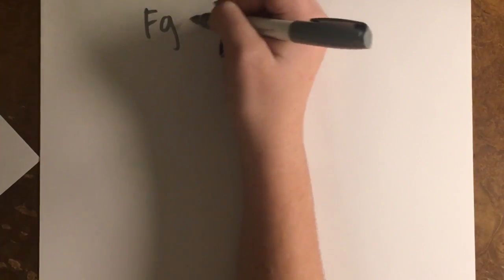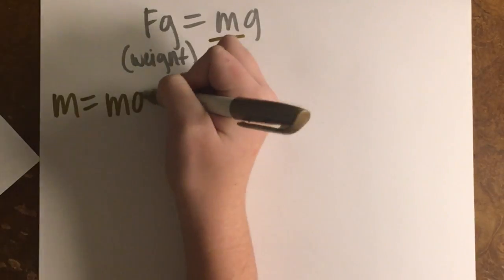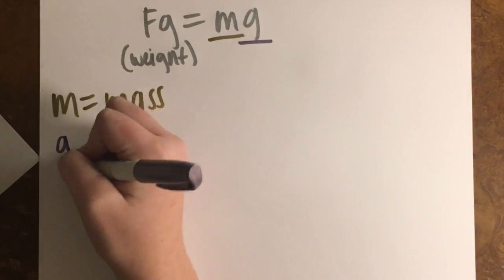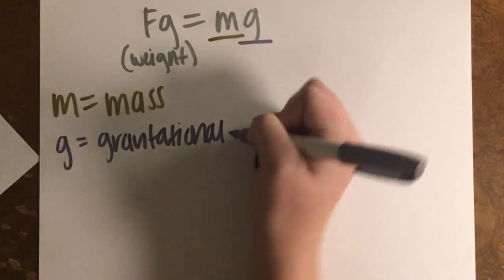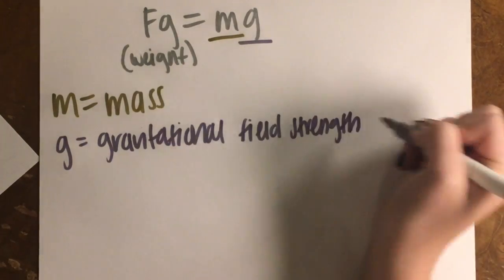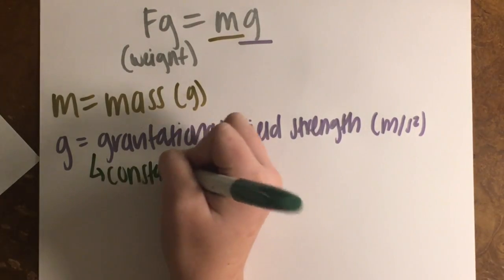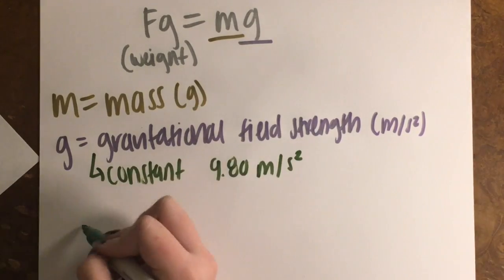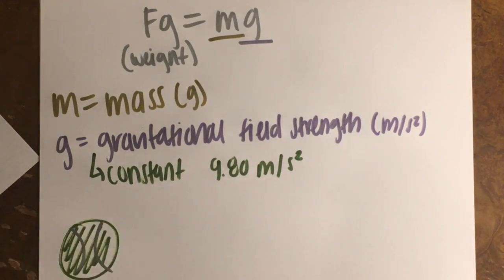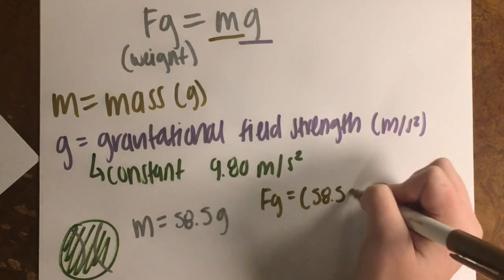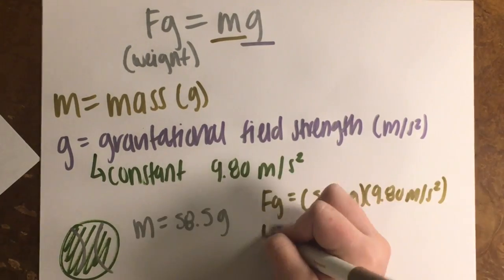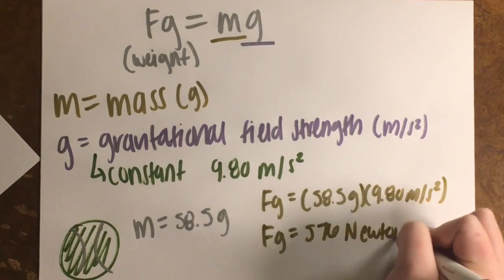The equation for gravity or weight is weight equals m times g. M represents the value of the mass being measured, and g represents the gravitational field strength. On Earth, this value remains constant. It is 9.80 meters per second squared. The mass of a tennis ball is 58.5 grams. Therefore, there is a constant downward pull on the tennis ball of about 576 newtons. And it is important to note that since gravity is a force, it will always be measured in newtons.